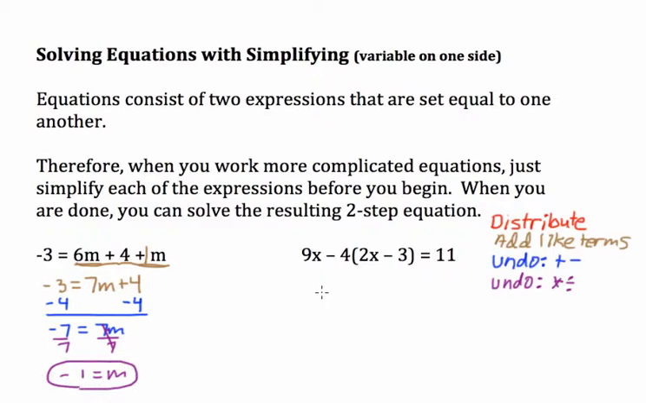I'm going to try to keep my colors consistent as I do these problems so that you can see what step I'm on. Here are my steps. I want to distribute, add like terms, and then undo what's been done to the x. So first is distributive property. There's a distributive property where that -4 is multiplied by the parenthesis. So -4 times 2x is -8x. -4 times -3 makes a positive 12.